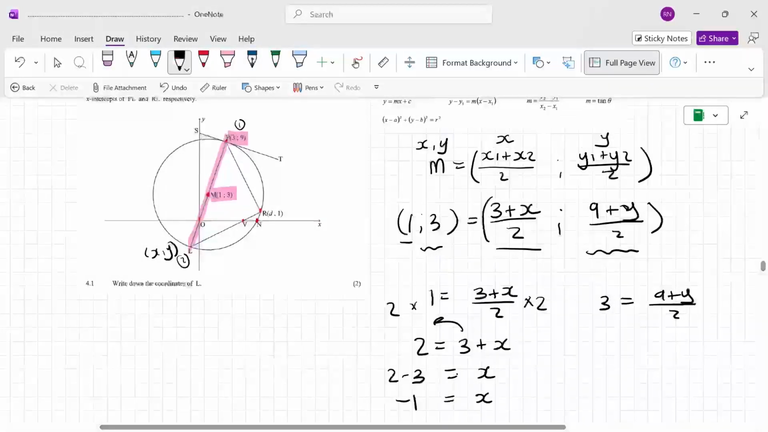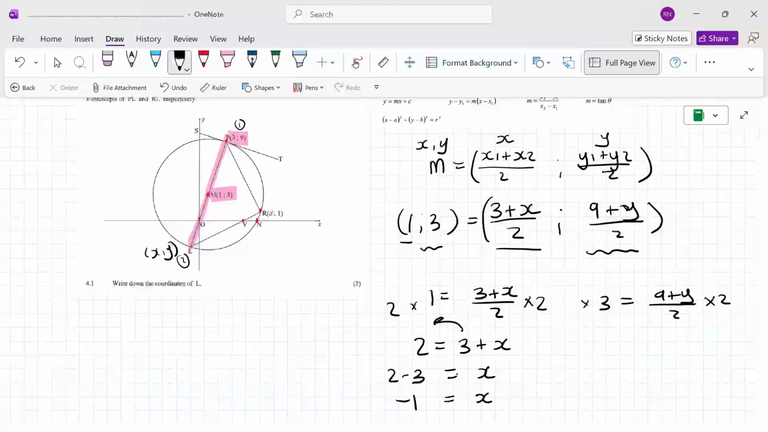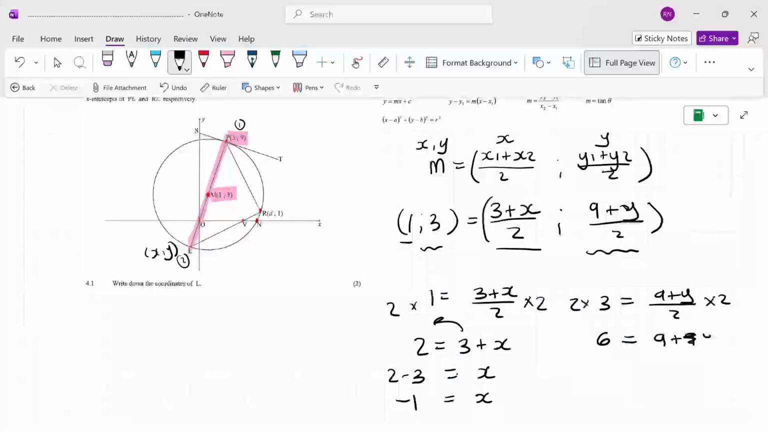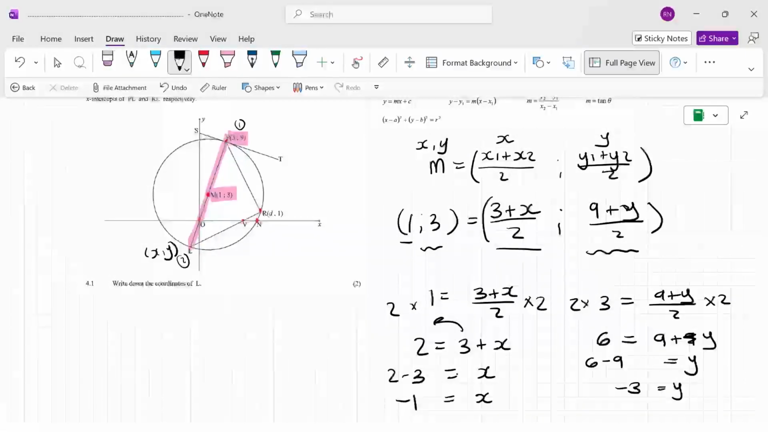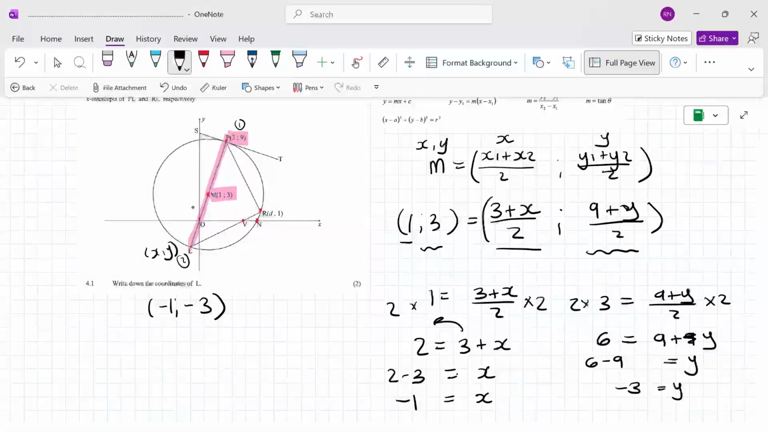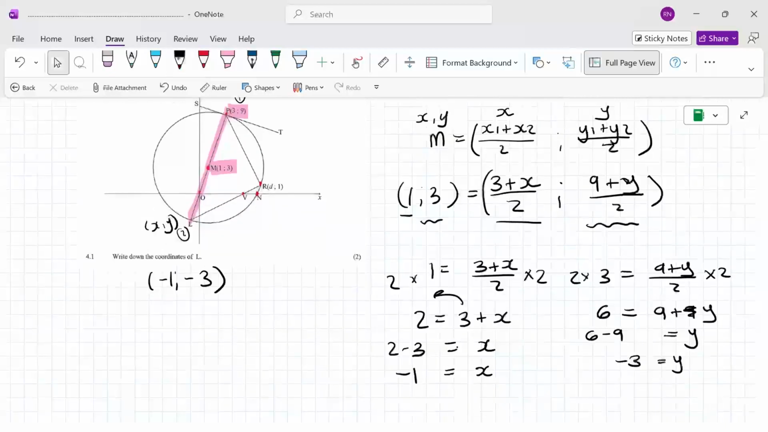And then for y, we multiply both sides by 2 here. We're solving for y, and so we're going to have 6 is equal to 9 plus y. And so y is going to be equal to 6 minus 9, so y is equal to minus 3. And so the coordinates for L are going to be that x is minus 1 and y is minus 3. Okay, so that's my L, going to be minus 1 and minus 3.